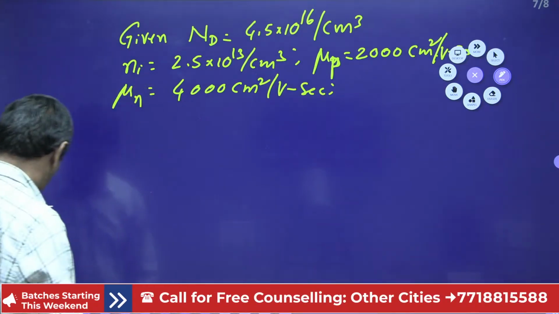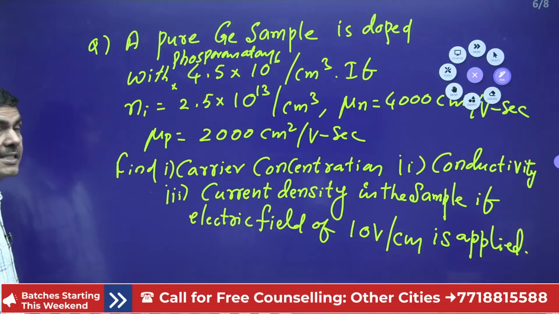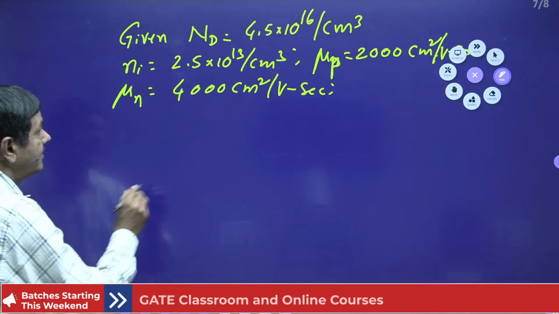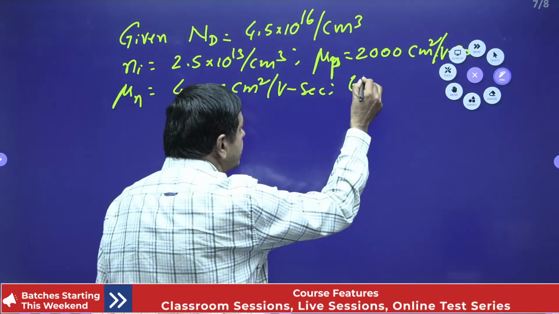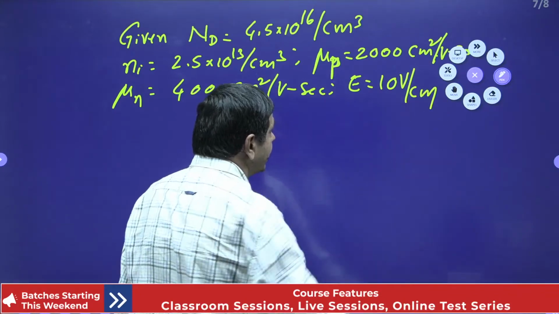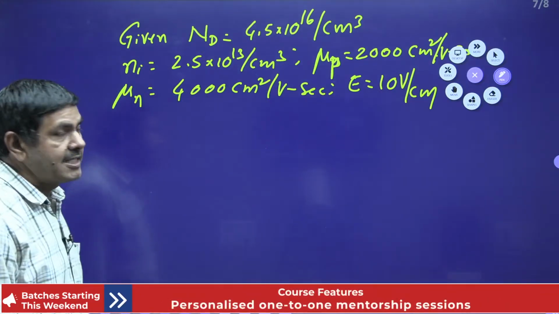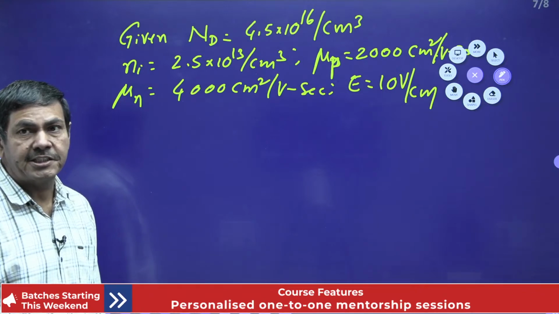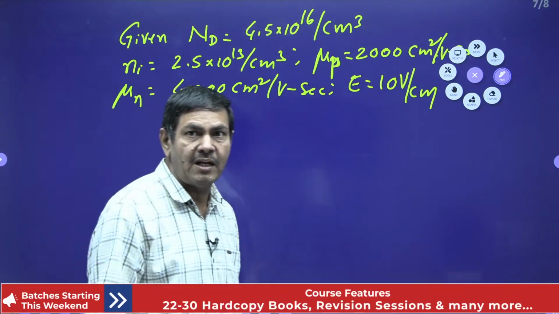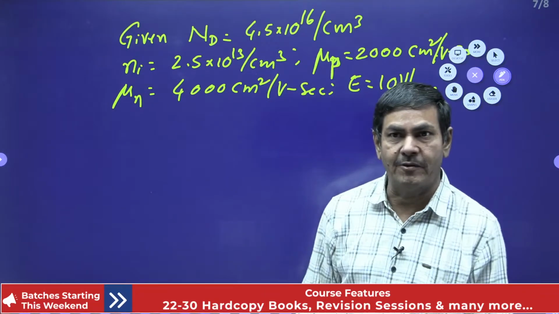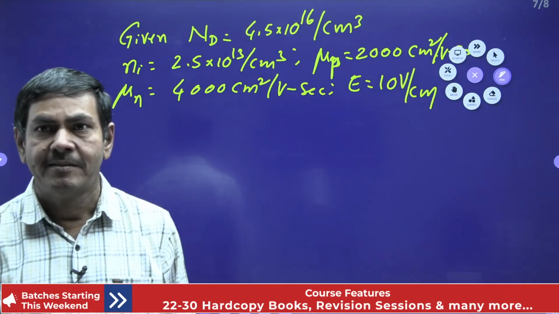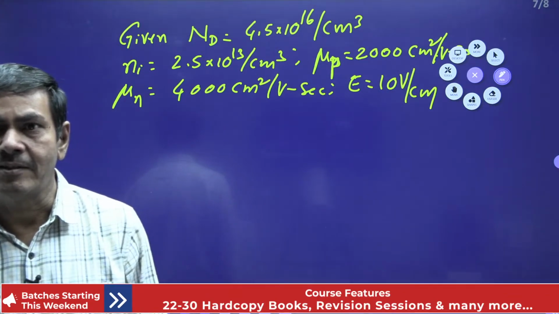And in the problem, the electric field intensity is also given. Electric field E equal to 10 volts per cm. But what is the problem asking? The first question is that the concentration is required. Concentration means the concentration of electrons and also the concentration of holes. Both are required, so first we need to calculate both values. Understand now.